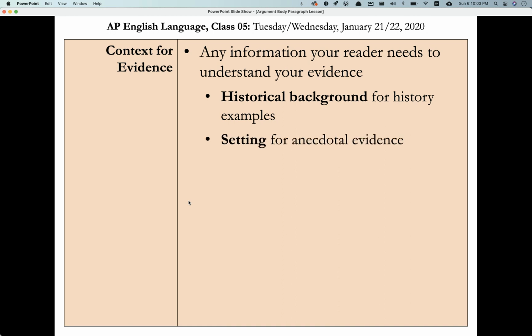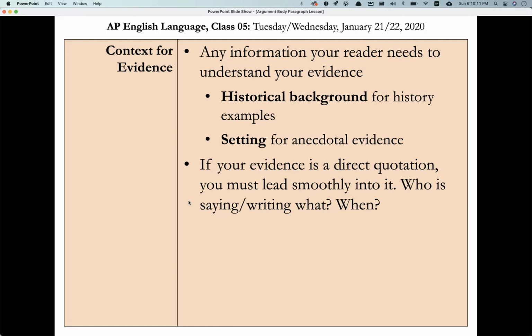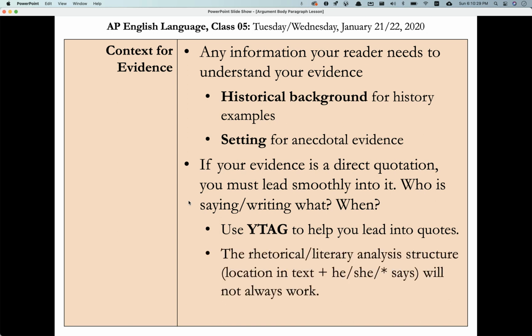You might need to give setting for anecdotal evidence if you're using the rhetorical mode of narrative. If your evidence is a direct quotation, you of course will need to lead smoothly into it. Use Y tag. This is a helpful strategy for leading into quotes. Who wrote it, when, and where, right? In what kind of text. Now, just know that the rhetorical or literary analysis structure will sometimes work, but it won't always work for context. The important idea is that you're smoothly integrating your quote.